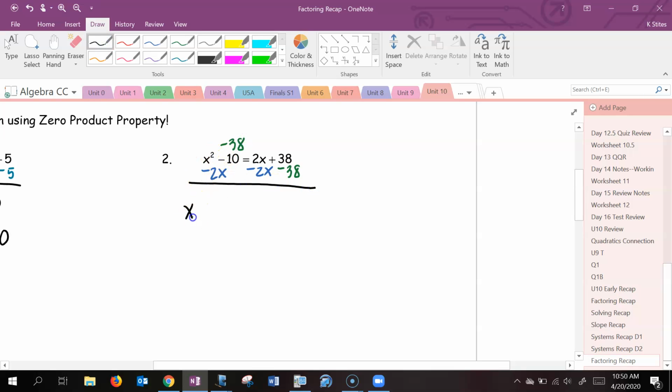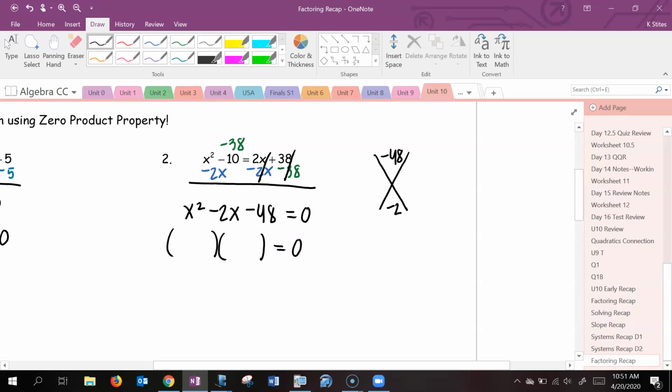You want your x squared to be first. There weren't any other x's over here, so it's just the negative 2x that I just brought over. And I have negative 10 already there, and I subtracted 38, so that's going to be a negative 48. And then these are gone, so that's just my equal 0. Again, notice you don't have anything other than a 1 in front of x squared. That means we can go straight to our box problem. Multiplies to negative 48 and adds to negative 2. Don't forget your equal 0. And that's going to be a negative 8 and a positive 6. So we'll put x minus 8, x plus 6.